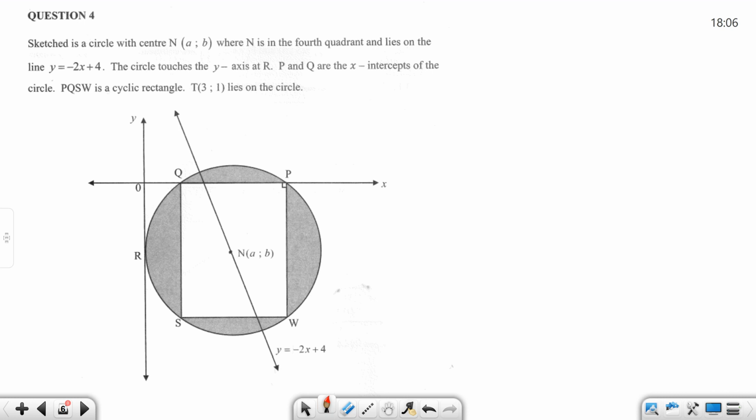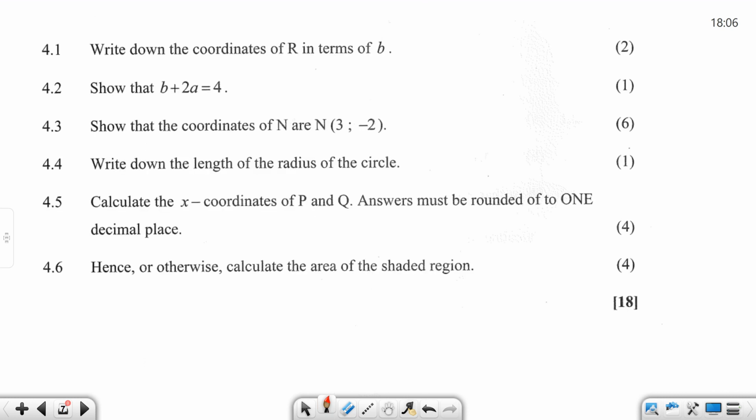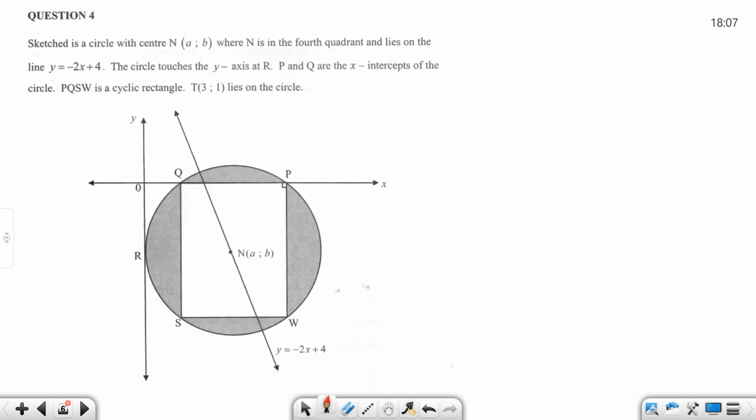All right. Okay, but they said it lies on. So it's somewhere. So, guys, we've assimilated all the information. Now, let's go and start. It says, write down the coordinate of R in terms of B. I'm going back to the question now, right? Write down the coordinate of R in terms of B.